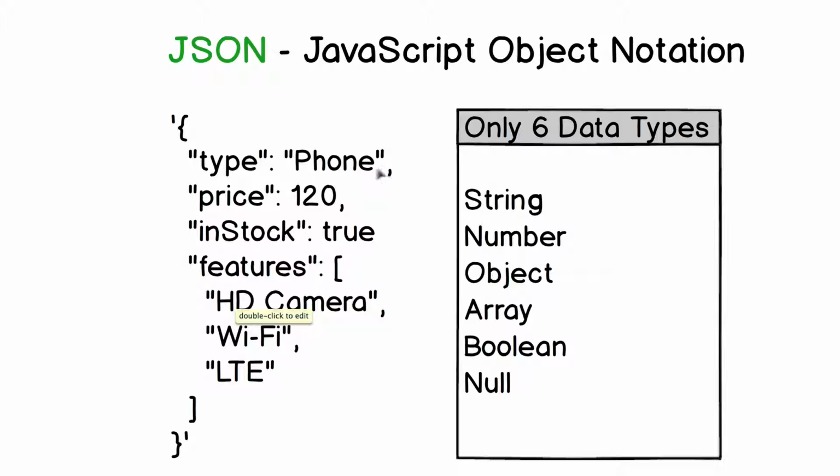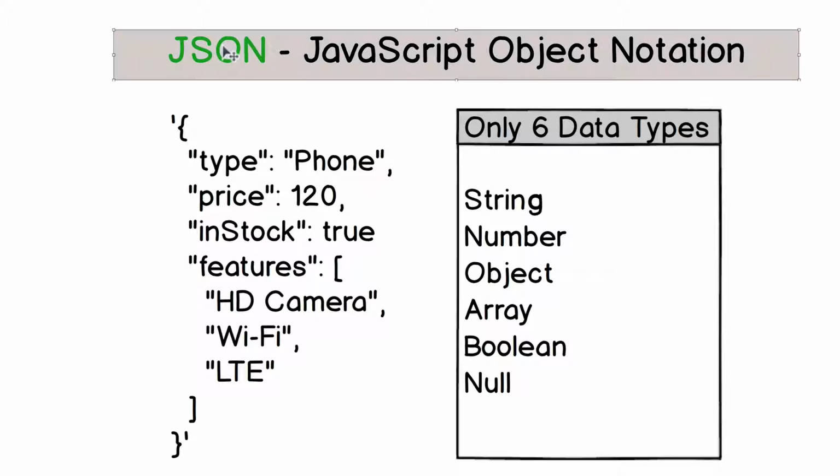Here on the first line you see value phone. It is also surrounded by double quotes, and it means that this value is a string. On the next line, price 120, this value is a number. In stock true, it is a boolean, features is an array of strings. And here on the right you see 6 data types that are supported by JSON: string, number, object, array, boolean, and null. Let's shortly summarize.